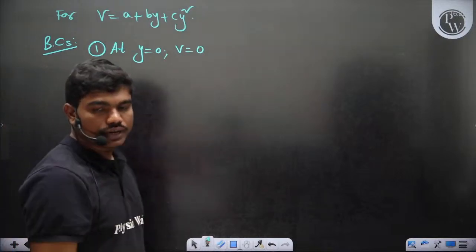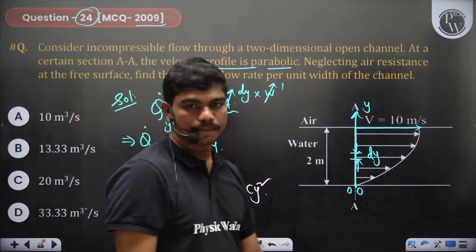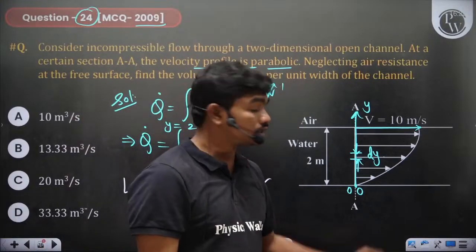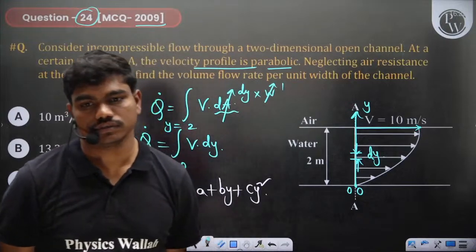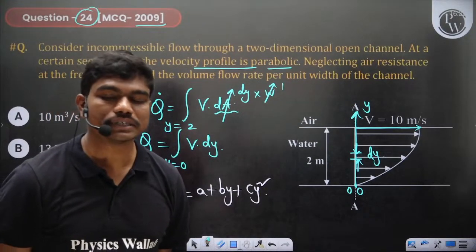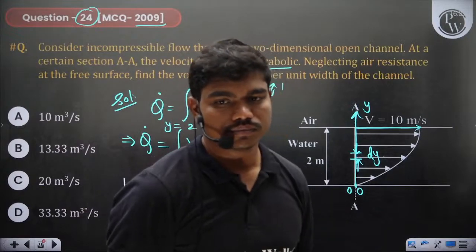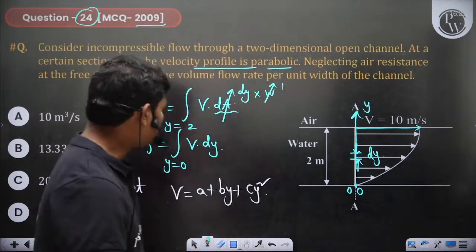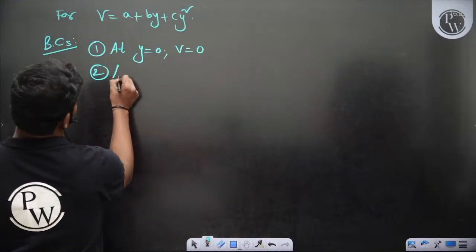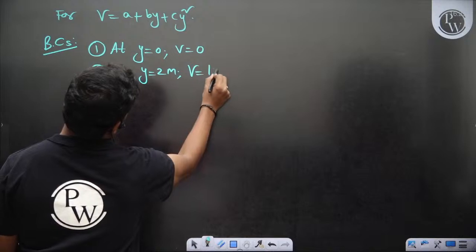Now, can anyone of you tell me another thing? This is a height of 2 meters. So, can someone tell me any other boundary condition? Y equal to 2, V equal to 10. Fantastic. Okay, you guys are smart. At y equal to 2 meters, V is equal to 10 meters per second.